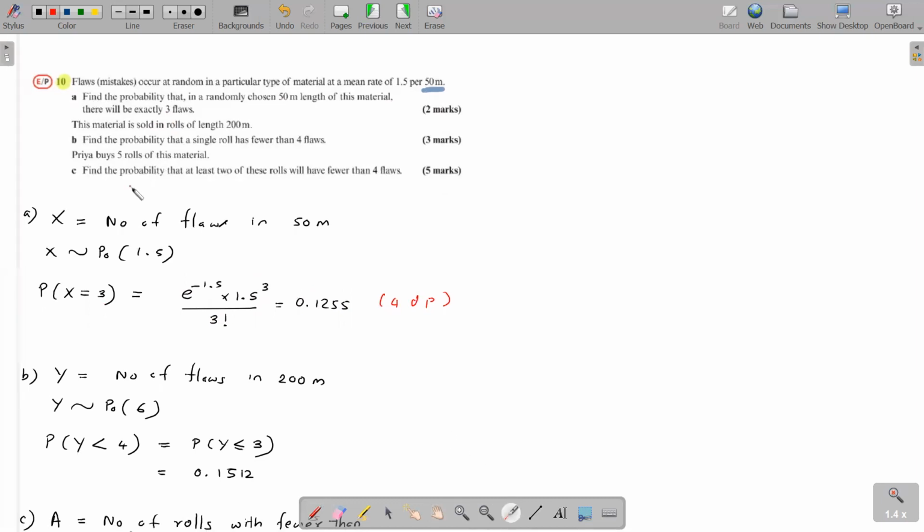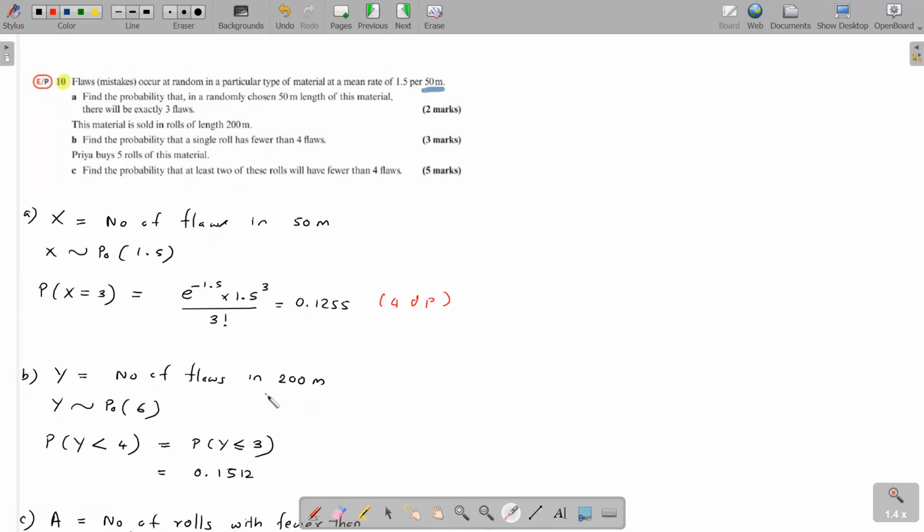We'll move on to part B. This material is sold in rolls of length 200 meters. Find the probability that a single roll has fewer than 4 flaws. A single roll is 200 meters, right, guys? So what's the first thing you do here? You know the flaws are occurring at a rate of 1.5 per 50 meters. First thing is let's define a new random variable for 200 meters. So I'll get Y. Y is the number of flaws in a 200-meter interval.